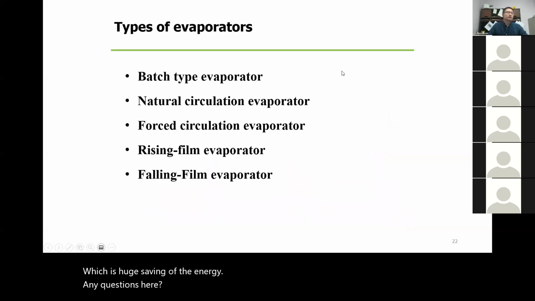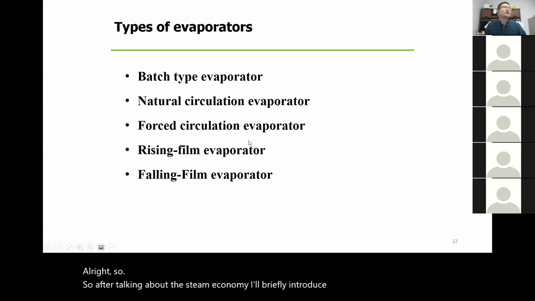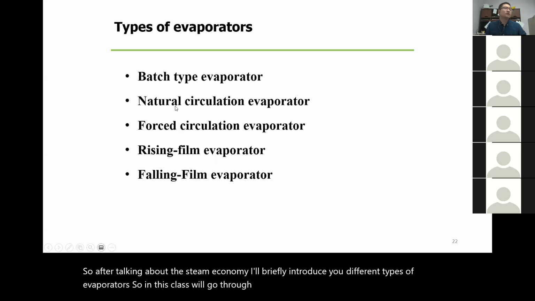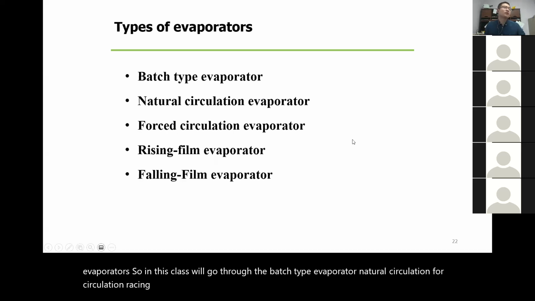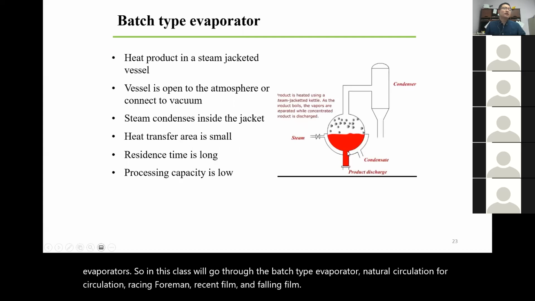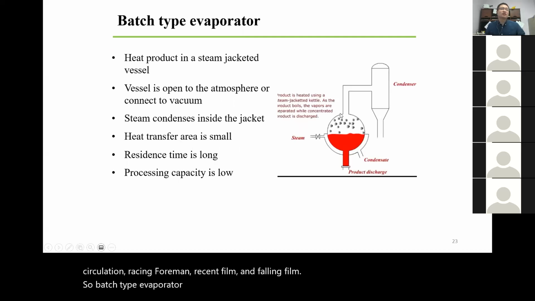All right, so after talking about the steam economy, I'll briefly introduce you to different types of evaporators. In this class, we'll go through the batch type evaporator, natural circulation, forced circulation, rising film, and the falling film. So batch type evaporator is the most common one.